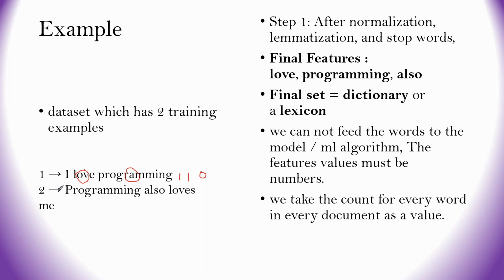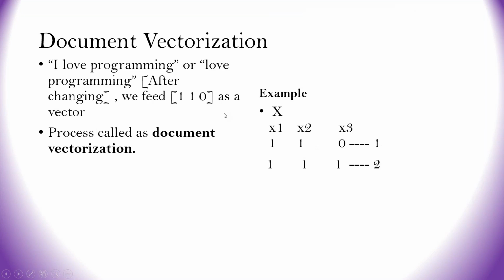But in the second sentence, programming is present, love is present, and also is present. So the feature vector for the second data set is all ones, like this. That's what is represented in the next slide as 110 and then 111. This is called document vectorization. Now it's a kind of matrix of values that we can process easily using ML algorithms.